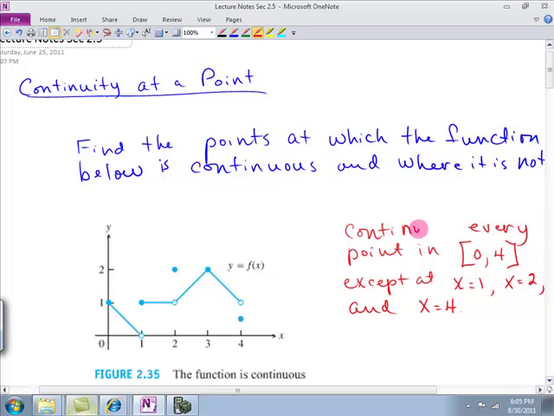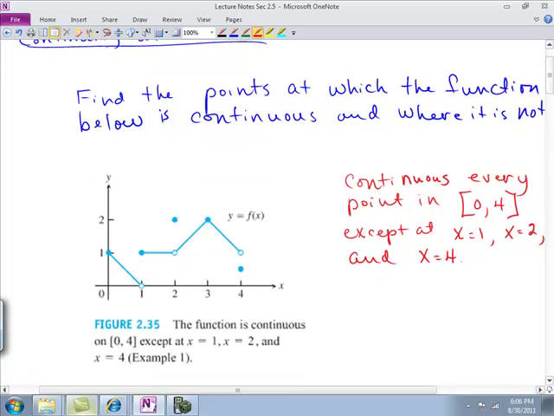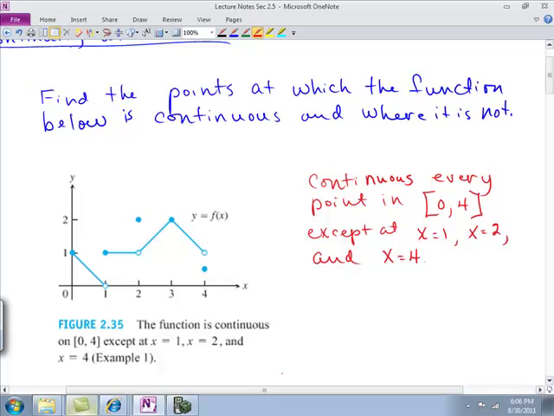Okay, so what does continuous mean in your minds? Keeps going. Okay, are there any breaks in it? Are there any holes in it? No, it's completely smooth, continuous curve. Okay, so think about that. Now, in this picture, find the points at which the function below is continuous and where it's not.